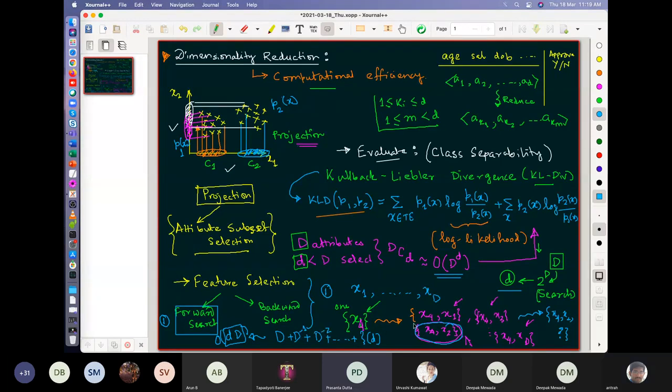How is it order of D to the power d? Isn't it 2 to the power D? Order of D to the power d is obviously also exponential like 2 to the power D. If you expand this formula, it is D into D minus 1 into D minus 2 up to D minus small d plus 1, divided by d factorial, the combinatorial formula. It's exponential. Obviously, it is more than this. That's my point.